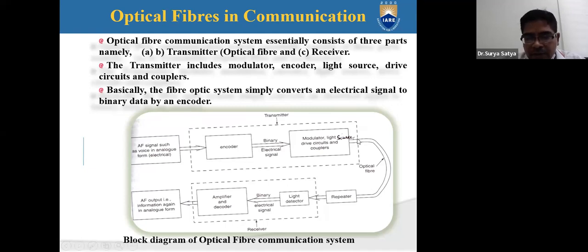So this is the form that is to be decoded by some decoder. This decoding block will be placed in a receiver. In the receiver block, we have the light detectors, which are connected to amplifier decoders, that is, electrical signals. And we get the audio frequency output, that is, information again in analog form.